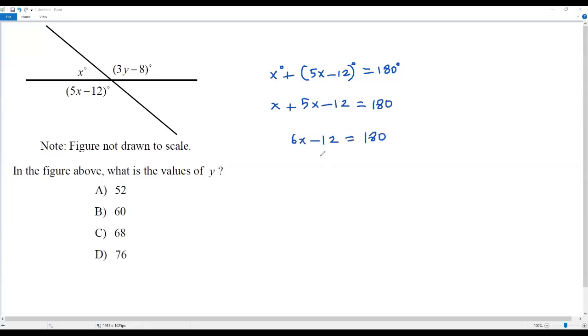So now let's solve for x. For that, I have to get rid of this negative 12. For that, I'm adding 12 to both sides. When I add 12 to both sides, negative 12 and positive 12 will cancel out. I get 6x equal to 192. So then I divide both sides by 6.